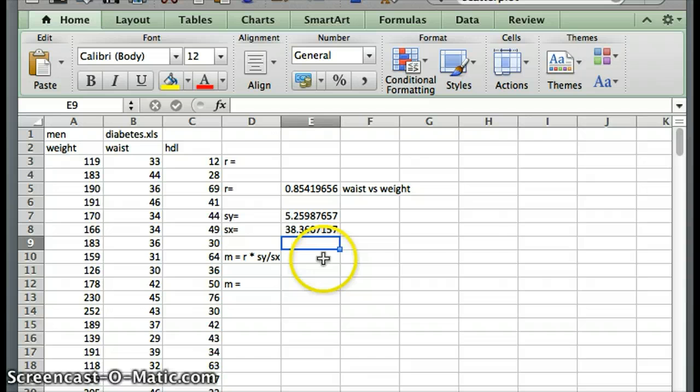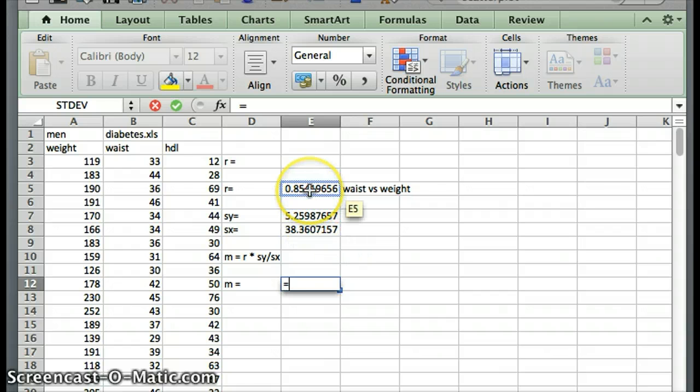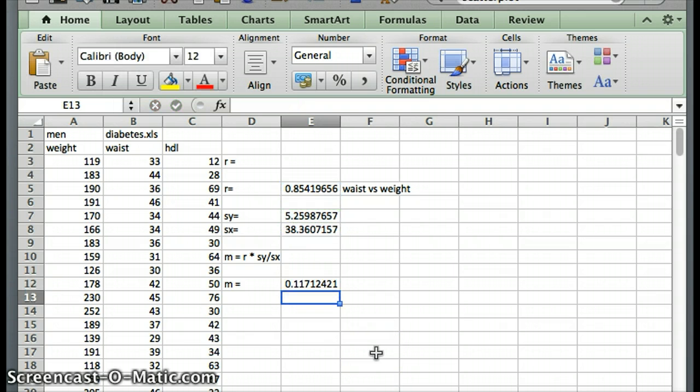We want to find our slope. Our slope is the correlation coefficient, 0.854, times the standard deviation of y, 5.259, divided by the standard deviation of x. So let's do that in this cell: equals the correlation coefficient r, 0.854, times the standard deviation of y, 5.259, divided by the standard deviation of x. And what does that give us? That gives us 0.117. So that enables us to find the slope of our line of best fit.